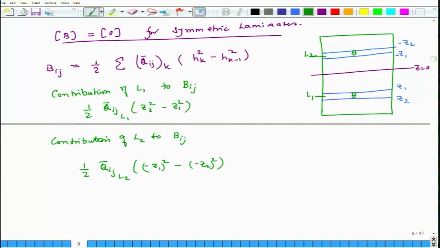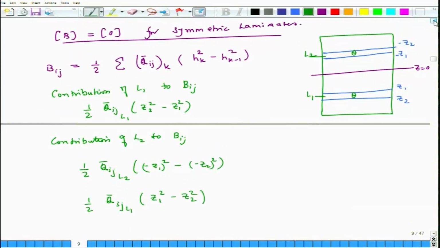So, this is equal to half, and because the material is same, L1 and L2, the material is same, Qij L1 is same as Qij L2. So, I can just call it Qij L1 because the material is same, and in the parenthesis I am left with Z1 square minus Z2 square. So, what we see is that the contribution of L1 is just the negative of contribution of L2. So, when I add up these two contributions, they will sum and they will become 0.